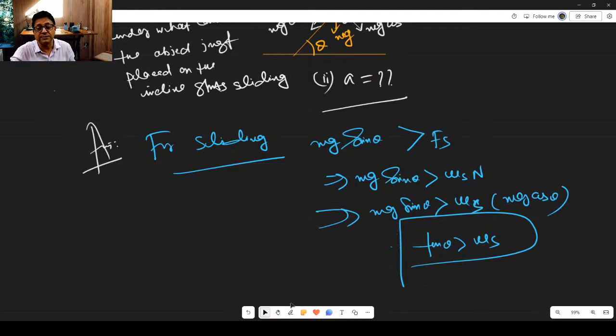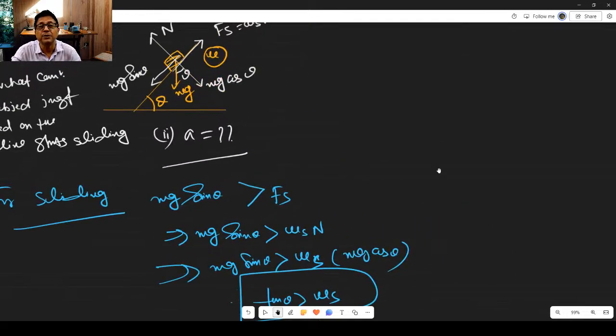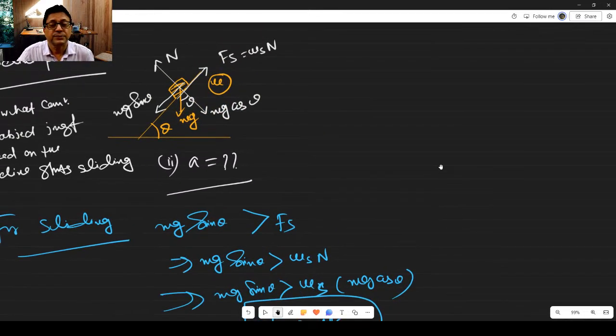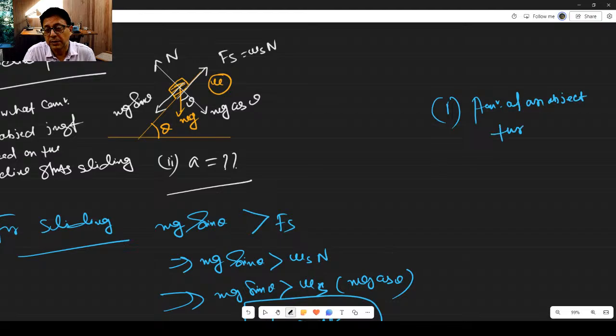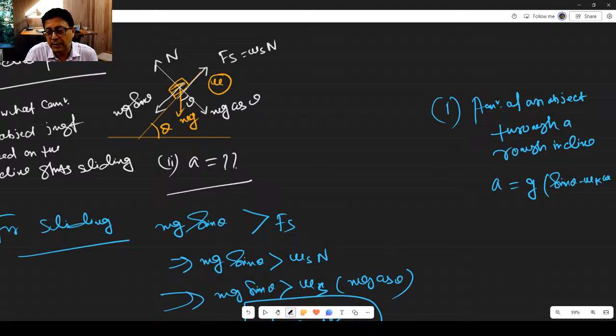How to find the acceleration? You have to find the acceleration now. What will be the acceleration here? So write the expression for acceleration. Acceleration of an object through a rough incline is given by a equal to g sin theta. Why? Because g sin theta is acting downward.